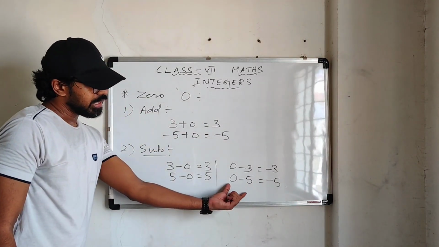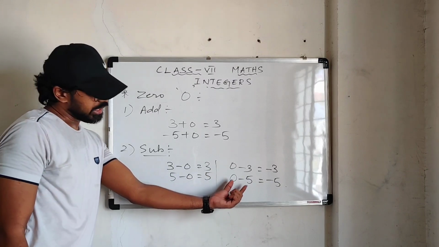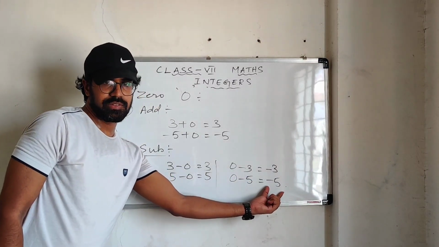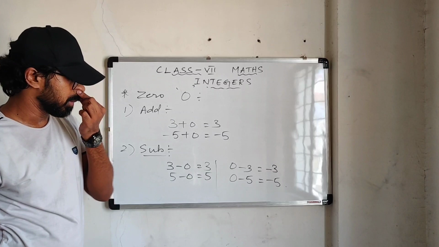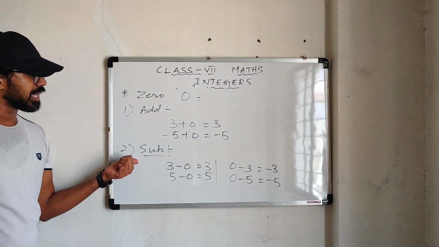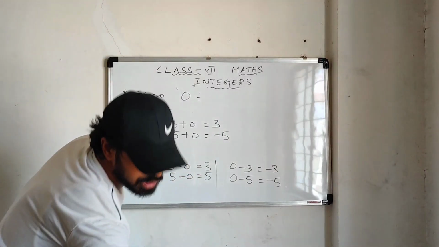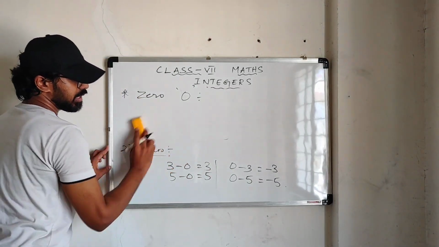You have to take a note of that one. It is not going to be the same. It is going to be negative. You will not be getting the same number. So that is your addition, and this is your subtraction. Moving on to the next one, that will be multiplication.